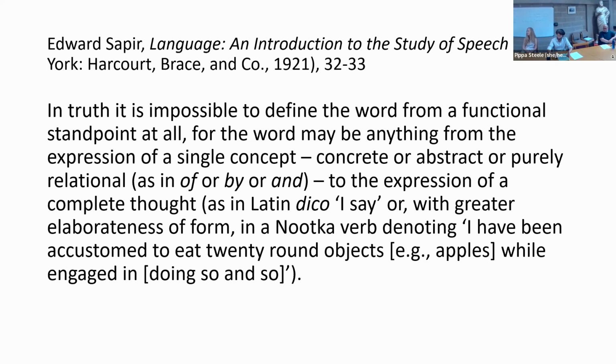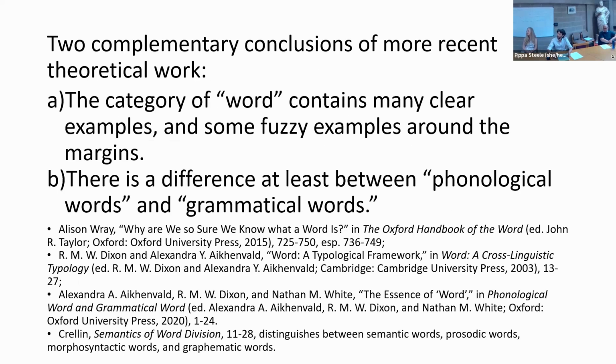There have been some attempts to devise tests for what a word is or is not. Recent work has made two complementary conclusions clear. On the one hand, the category of word contains many clear examples where everyone will agree that that is a word, and some fuzzy examples around the margins where native speakers will disagree as to whether that is or is not a word. And the second conclusion is that there is a difference, at least between phonological words and grammatical words. And in a few minutes, we'll see that there's even other ways of dividing this up. So even the concept of word has to be nuanced and refined.